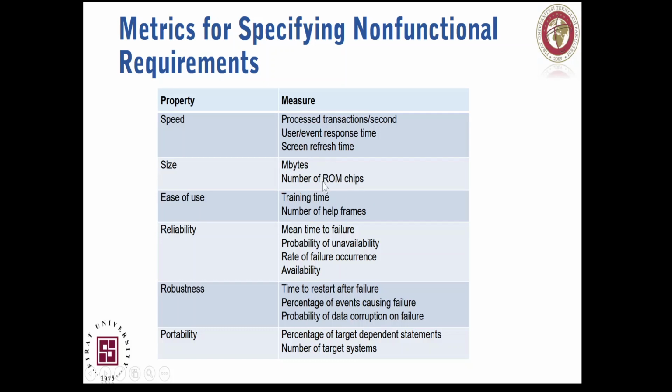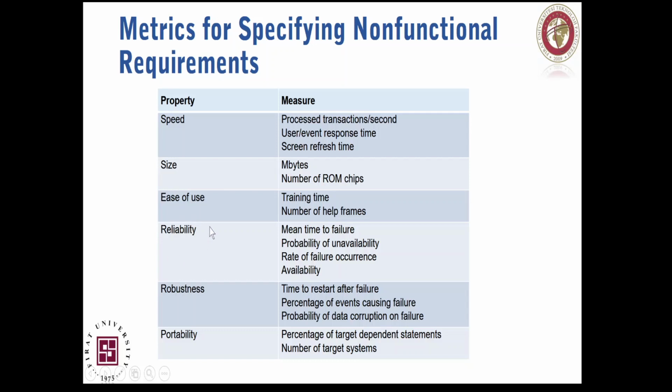Or how about another way? Maybe you need to use a certain number of ROM chips where you install the program. Maybe the client or the customer has a limited number of ROMs or would like to deploy a limited number of ROMs to install the program. So it could also be the measure. Ease of use. The ease of use depends on the training time. Also the number of help frames. How can we manage maintenance later on if there is any problem, or some other technical assistance after delivering the software to the user.